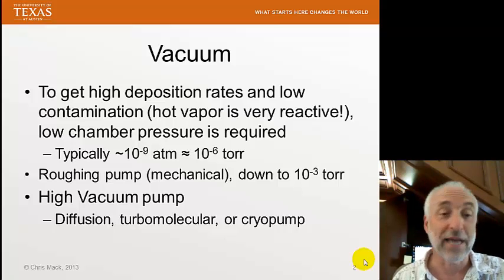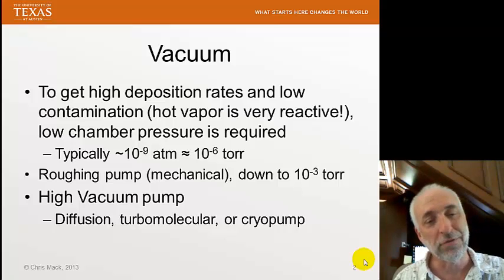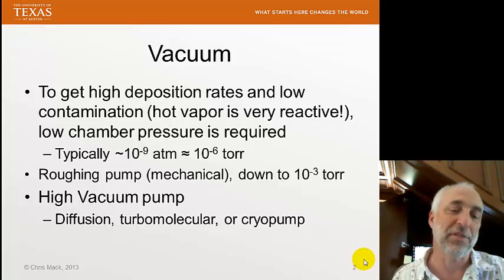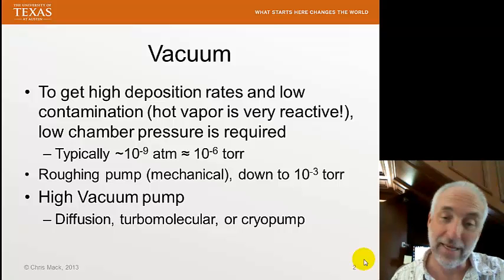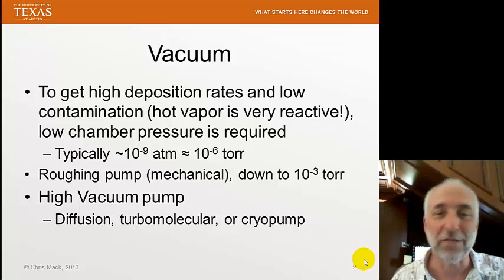I actually evacuated a building once when I turned a diffusion pump, opened the valve into an atmospheric pressure chamber, and smoked the oil, and it was awful. So, got to use it in the right order. Roughing pump first, then high vacuum pump.